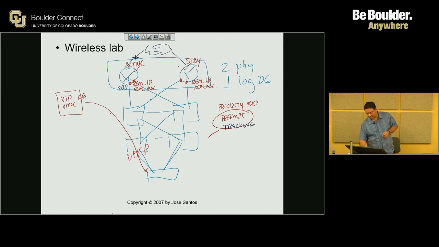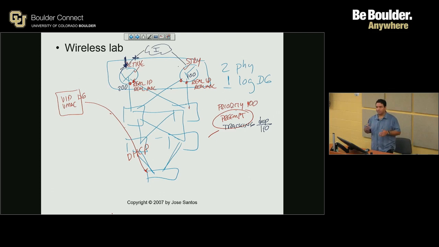one of the parameters in tracking is basically how much do I drop my priority? So you're going to drop it by 110. If that link goes down, my priority becomes 90, and then anybody else on the HSRP can take over from me. They tell me, hey, you have a better priority now, get out. So the key in configuring HSRP is trying to know, okay, how much do I have to decrement for?